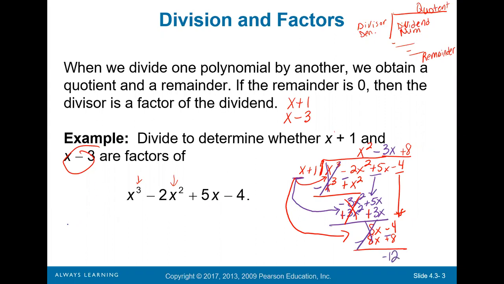So that's my quotient. Here's my remainder. And you can also write your answer as x squared minus 3x plus 8 minus 12 over x plus 1. I put the negative that's on this 12 out front. Sometimes you may see it be plus the negative 12 over it. So you may see that. Just watch how it's asked for in the directions.